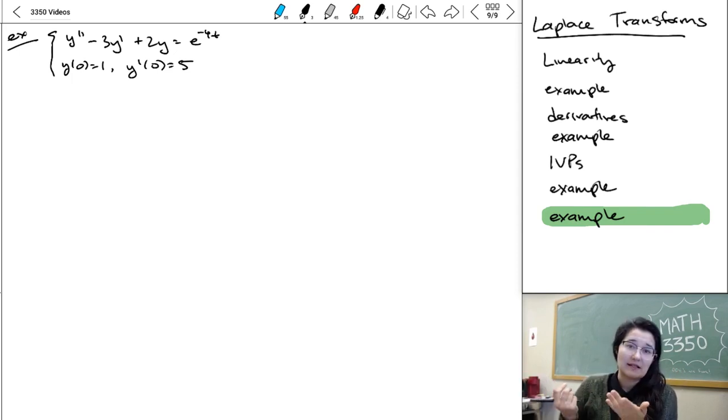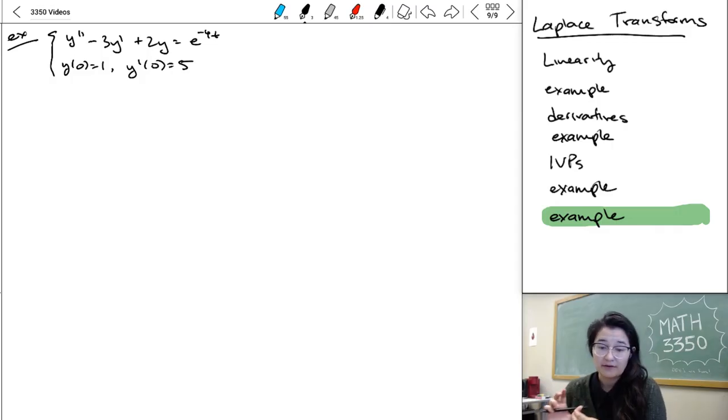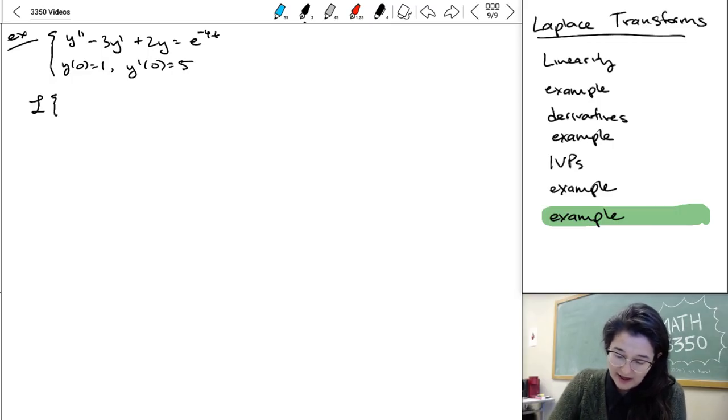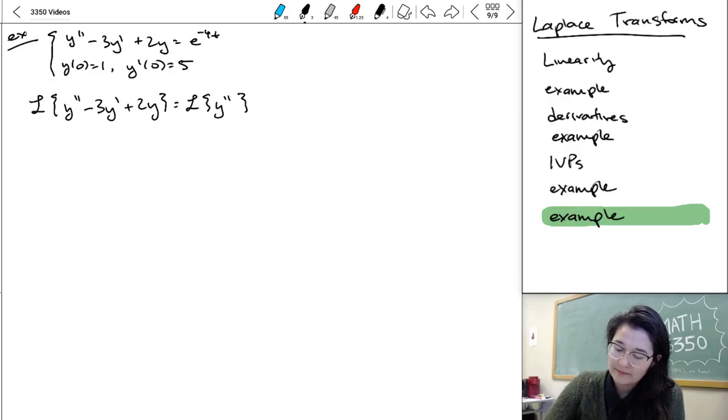You'll be able to see that this is the same type of answer, with exponentials, as we would expect from the last chunk of videos. So I'm going to start out by taking Laplace of both sides. My L of y double prime minus 3y prime plus 2y is, by linearity, L of y double prime minus 3 L of y prime plus 2 L of y.